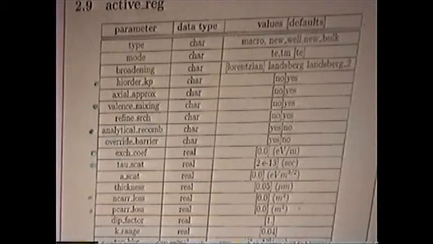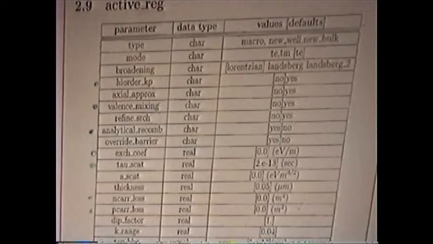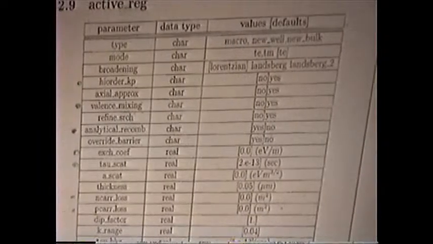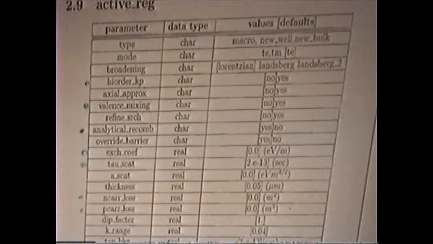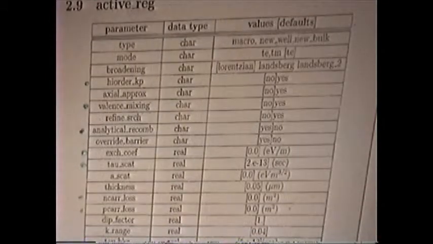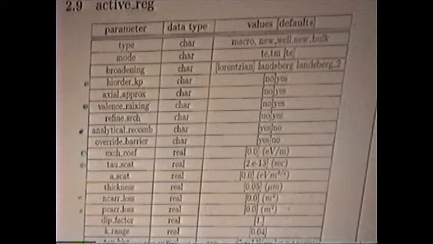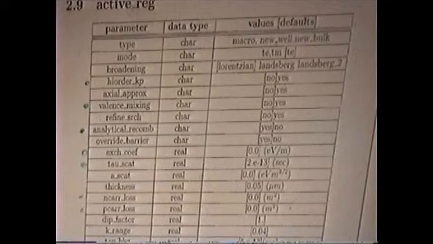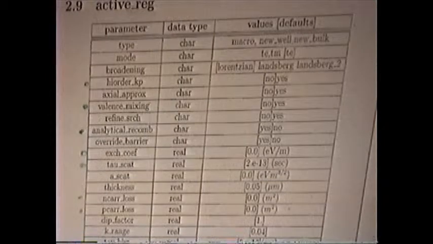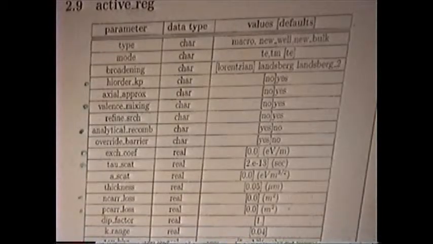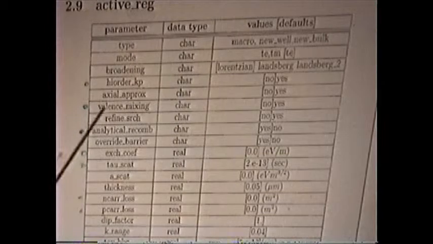If you don't want this, if you really want to use the full k·p, the program can do it, but everything will slow down. Then you have to say high order k·p, yes; by default it's no. That will tell the program to fit the band structure with a high order polynomial. So you use the actual result of the k·p band structure calculation. It takes much longer, but it's more accurate. So for the physicists among you, that is the way to go. But it takes more time.